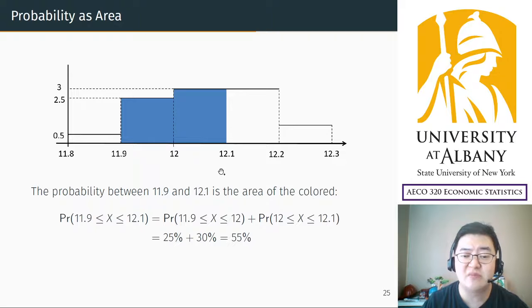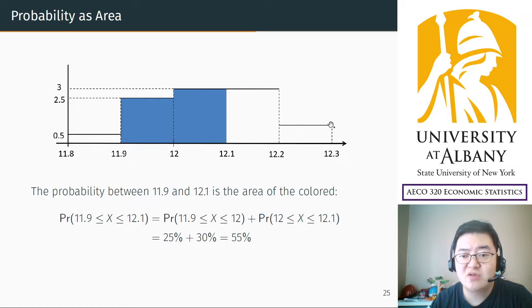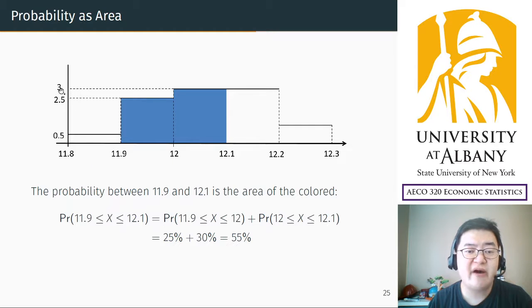The coffee example has this interpretation. This is a new and interesting interpretation, and we say the curve is a probability density function. So this is a graph. So it is a function. For each value there is an output. So it is a function, and this function is called probability density function. So these numbers 0.5, 2.5, 3, these numbers are probability densities, not exactly probability.